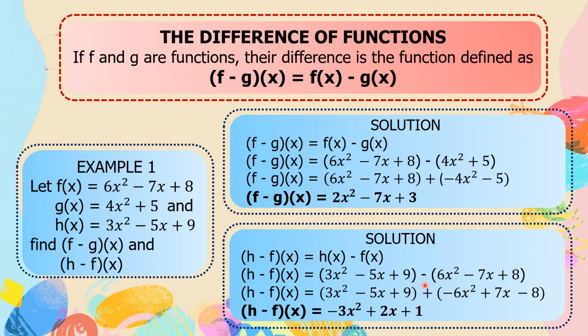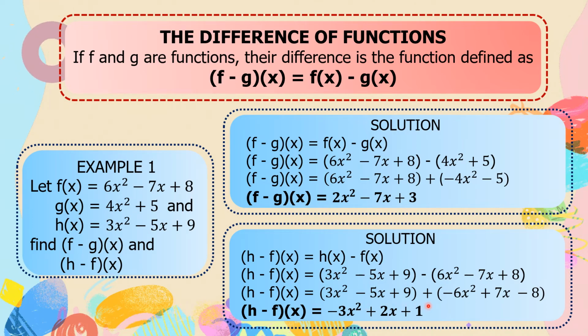Again, pag nag-subtract tayo ay change the sign of the subtrahend. Ito ang ating subtrahend. And then, proceed to addition. So, yung minus magiging plus. Then, palitan natin yung sign ng ating subtrahend. 6x squared became negative 6x squared. Yung negative 7x naging positive 7x. Yung positive 8 ay naging negative 8. Siyempre, kopyahin lang natin yung ating minuend, which is 3x squared minus 5x plus 9.